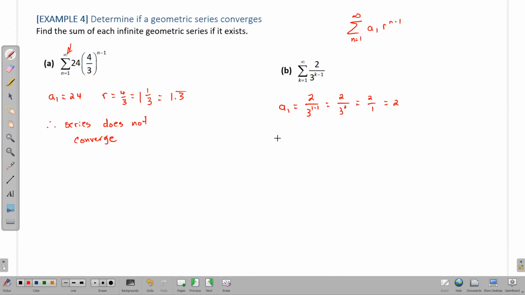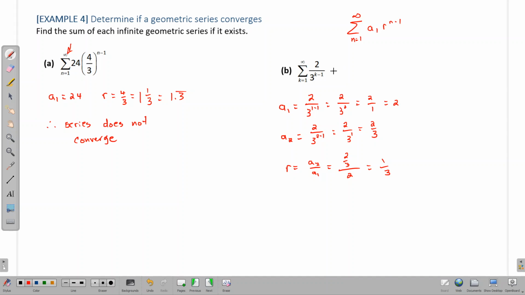To get r, you could go ahead and find a2 and then take the ratio of these. So a2 would be 2 over 3 to the 2 take away 1, which is going to be 2 over 3 to the first, so it's just 2/3. If we take the ratio, r is a2 over a1. Make sure you divide them in the right order. Second term divided by first term. That's going to be 2/3 divided by 2, which comes out to 1/3.